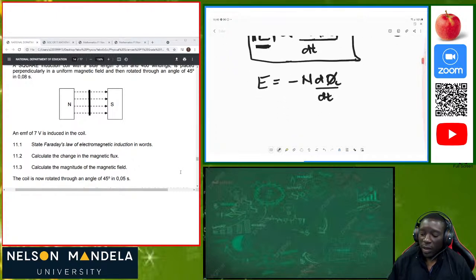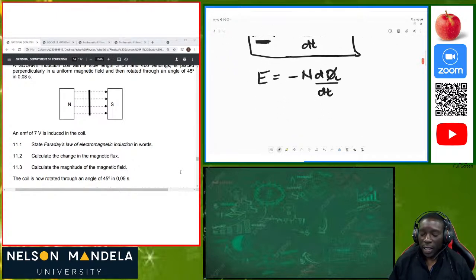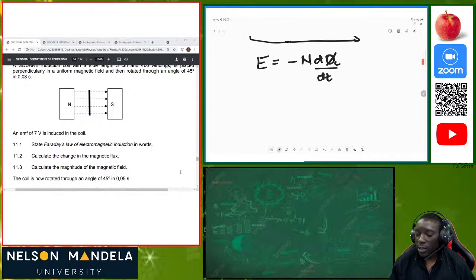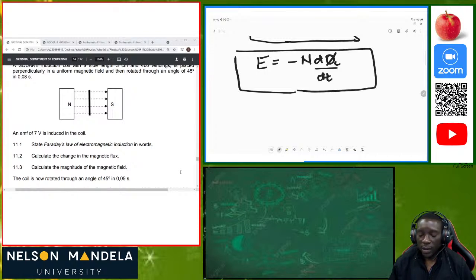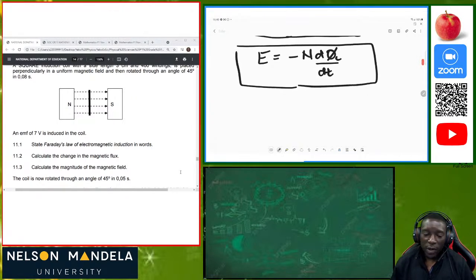So already I've given the expression which we need to use. It is this: E equals negative N dΦ divided by dt. Are we given E? I think so. It's the induced EMF, 7 volts. So E equals 7 volts.